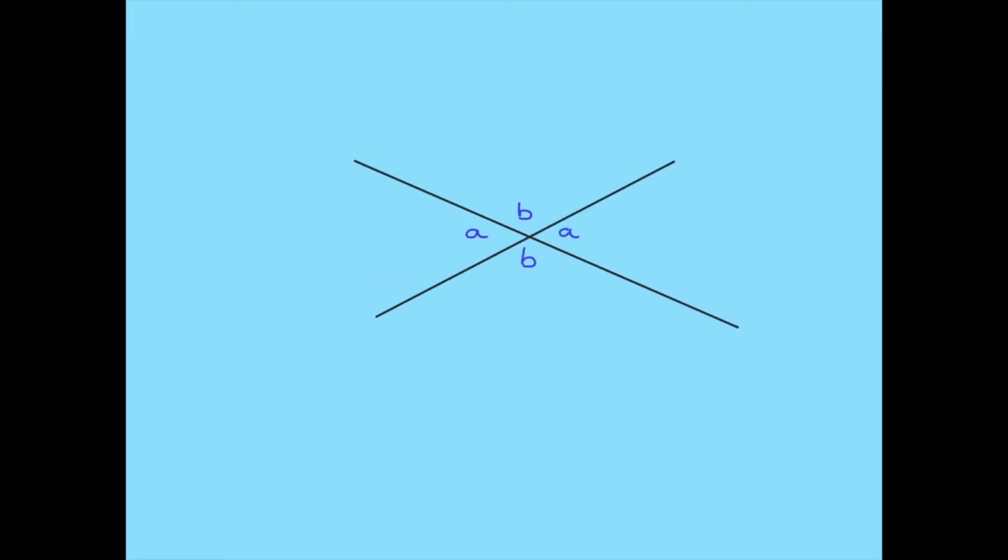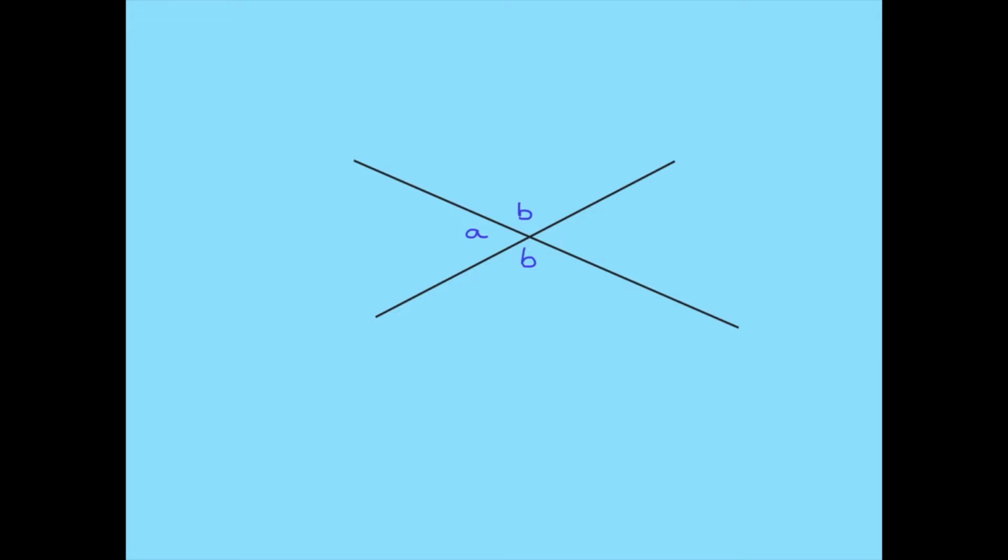Okay, so here's the last thing that you need to know for today. And that is that when you've got two straight lines crossing each other like this, the angles opposite each other are always equal. So here, these two angles marked B will always be the same, and these two angles marked A will always be the same as each other. These are called vertically opposite angles. Now this means that if we know just one of these angles, we can work out the sizes of all the others.